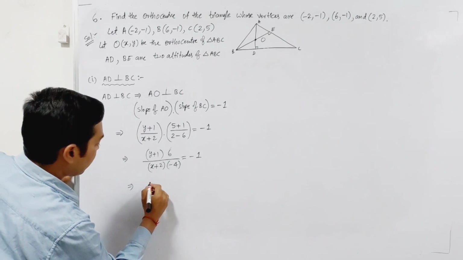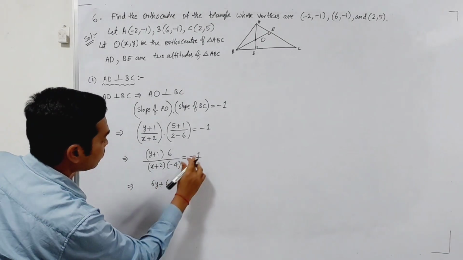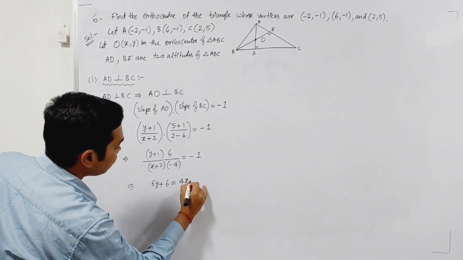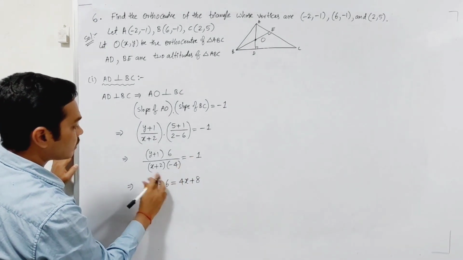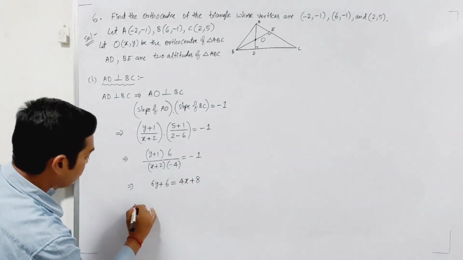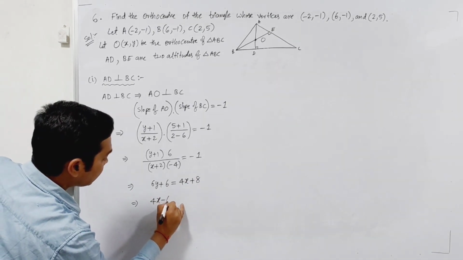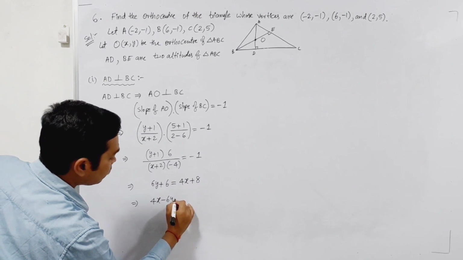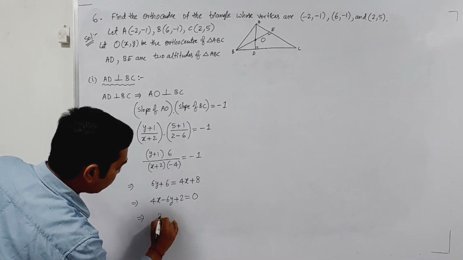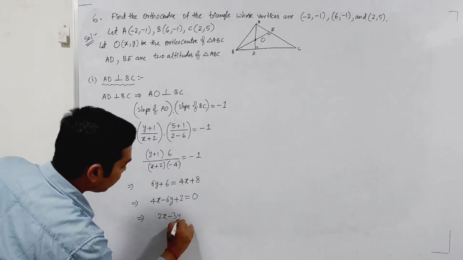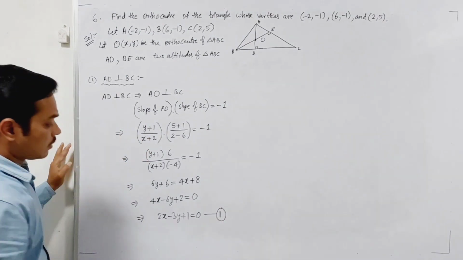Simplify this one. 6y plus 6 is equal to minus into minus plus 4x plus 8. Here minus into minus plus, 4 into x is 4x, 4 into 2 is 8. Now this term send right side: 4x minus 6y, 8 minus 6 plus 2 is equal to 0. From this take 2 common: 2x minus 3y plus 1 equal to 0. This is the first equation.